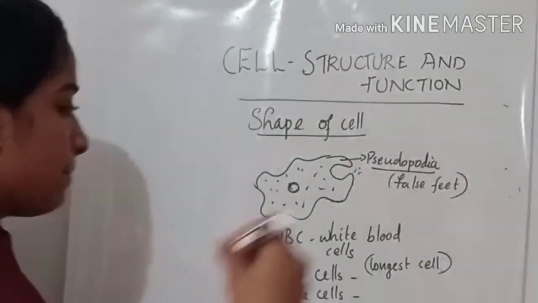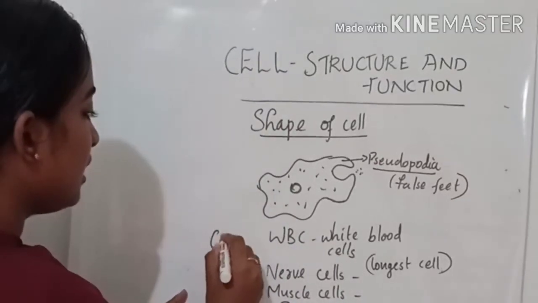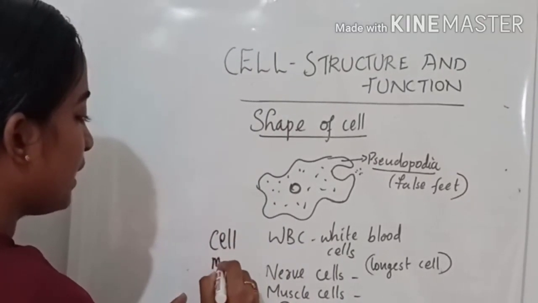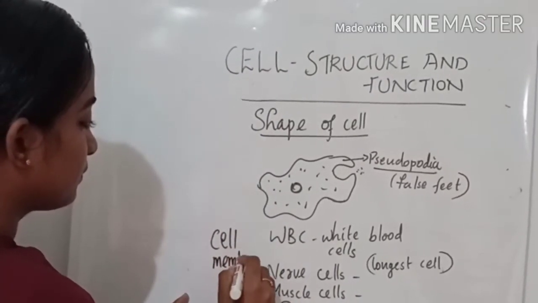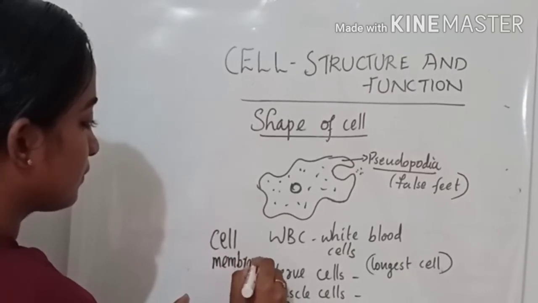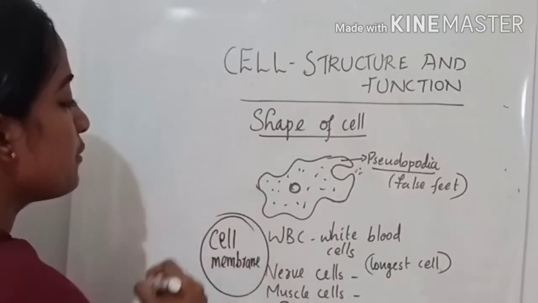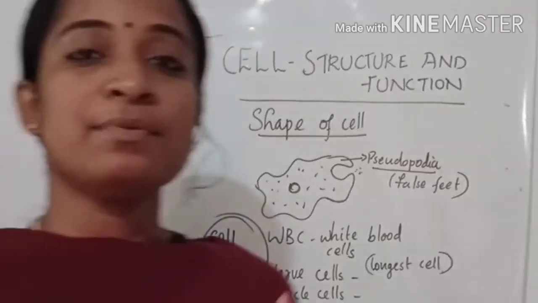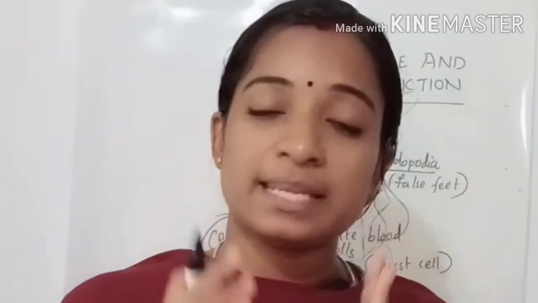So actually, do you know which structure enables them to change their shape? That is called the cell membrane. So the cell membrane enables the cells to change their structure.